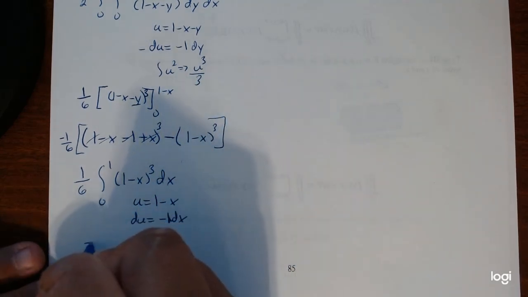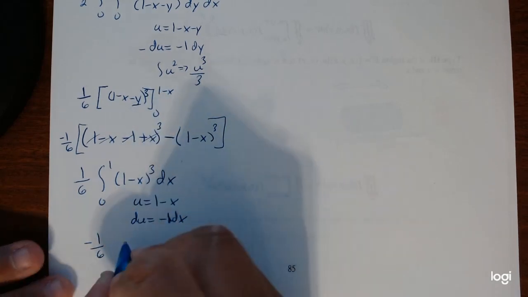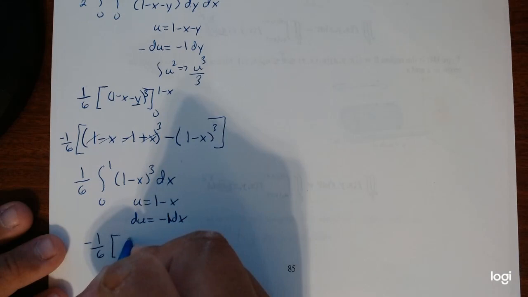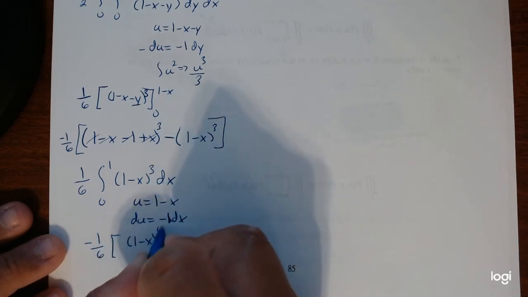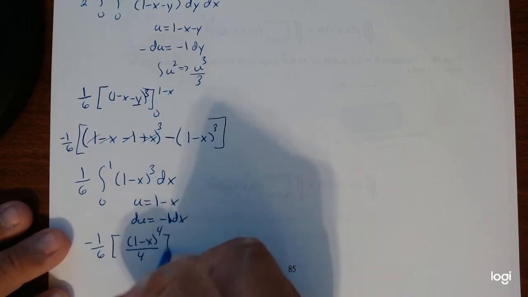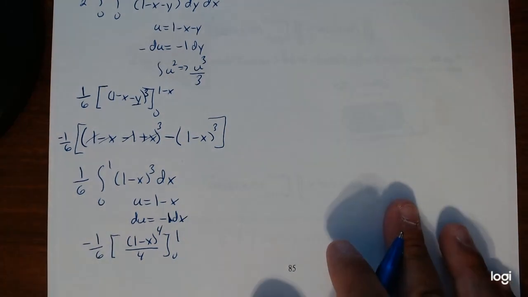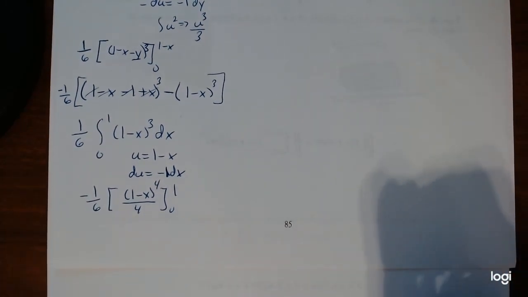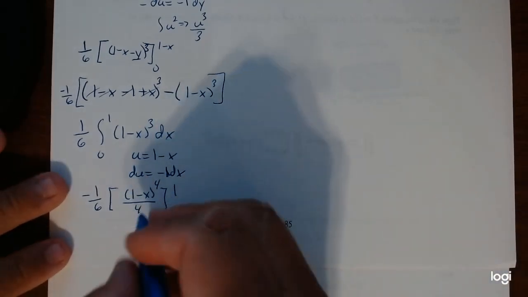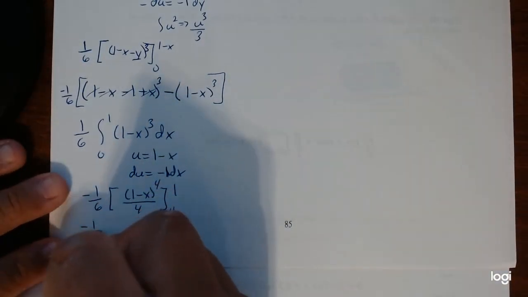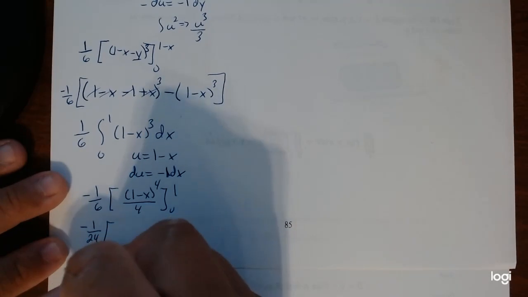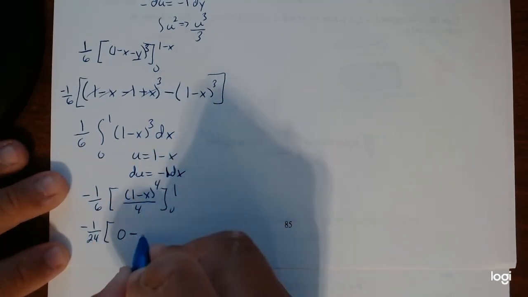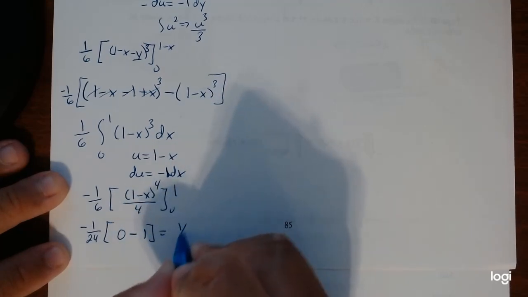So pop the negative on the outside again. So this ends up being that. So bring out the fourth, that's 1/4. So -1/4, 24. Evaluate at 1 gives you 0. You plug in 0, you get 1. So you get 1 over 24.